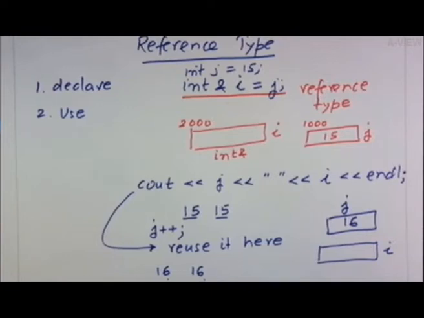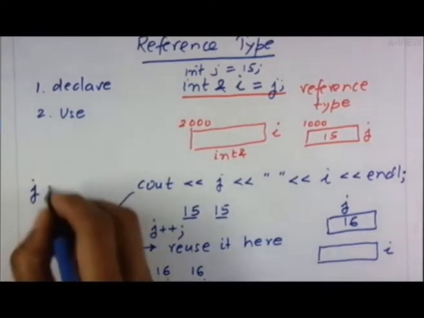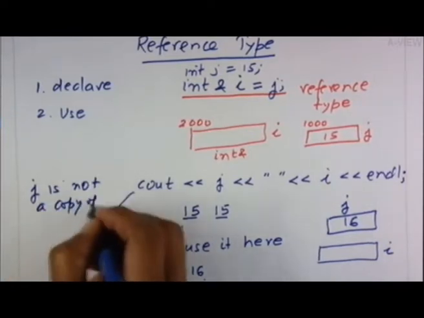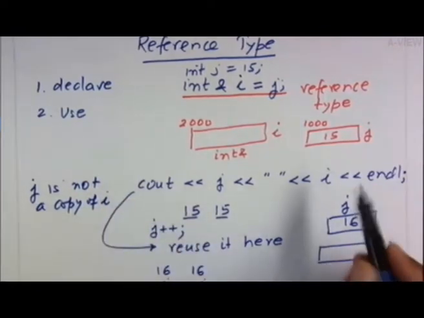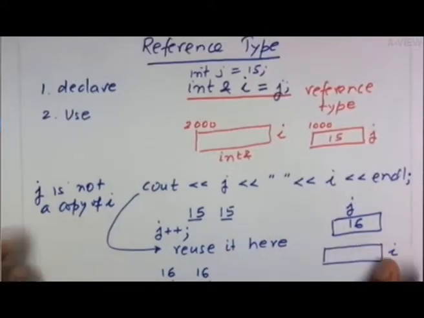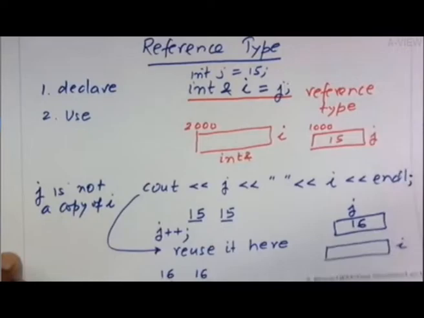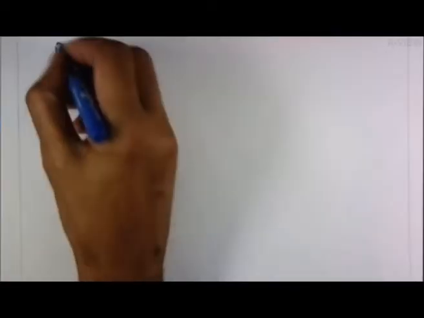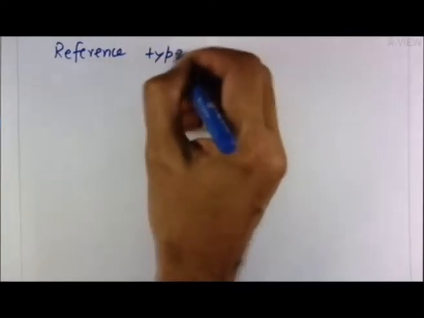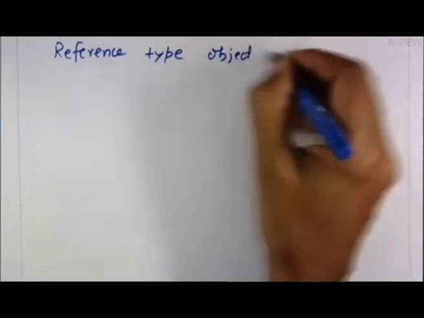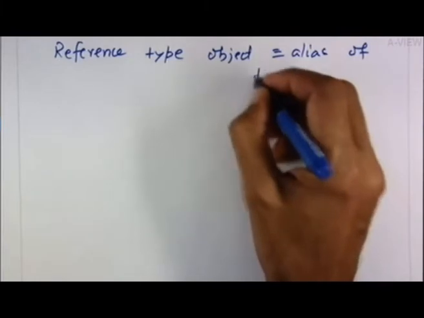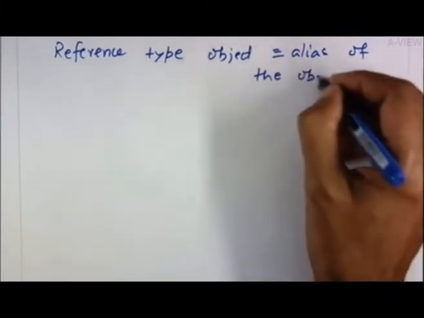But note down that j is not a copy of I, in the sense that if I change the value of j, then I also changes. You are not copying, it's not j equal to I. No, it's something different. So let me now give you the mystery as to how that happens for a reference type variable. For a reference type variable, we use the word alias. So we create a reference type object, it's an alias of an original object. You have to be an alias of someone. So alias of the object of which it is the reference.